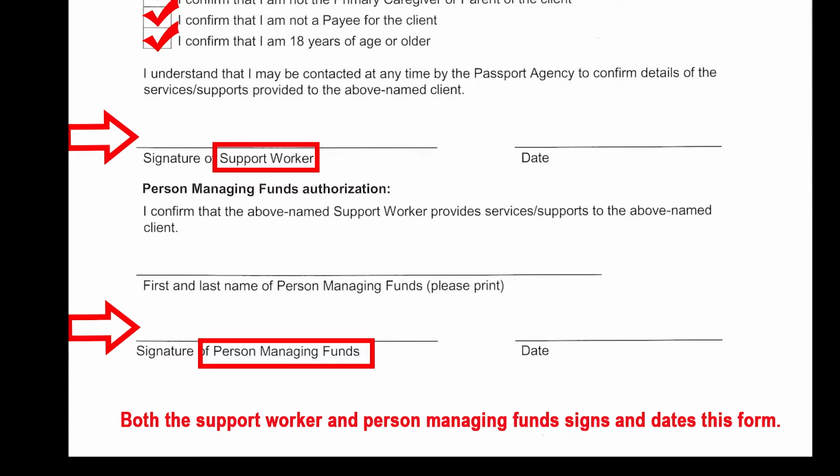So if I have the worker fill this out in December and decide to use them for January, they would not have to fill out a second support worker information form. If in January I decide to use a new support worker, different from the person I used in December, they would complete a support worker information form again.